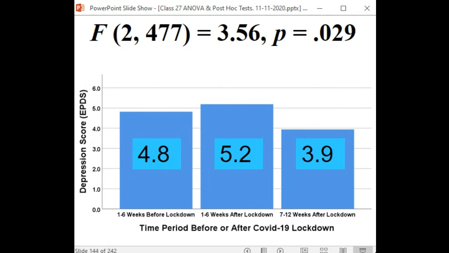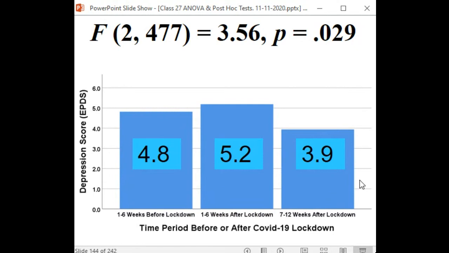Now, finally, the women on the right were measured 7 to 12 weeks after the lockdown, and their mean depression score was 3.9. So here's another question to think about. Do you think that the depression scores in this group on the far right were significantly lower than the scores in the other two groups? Just something to think about.